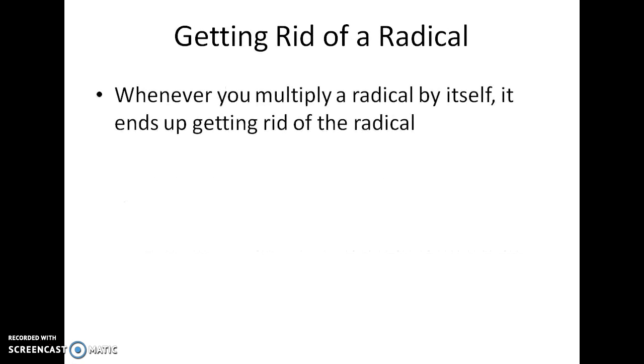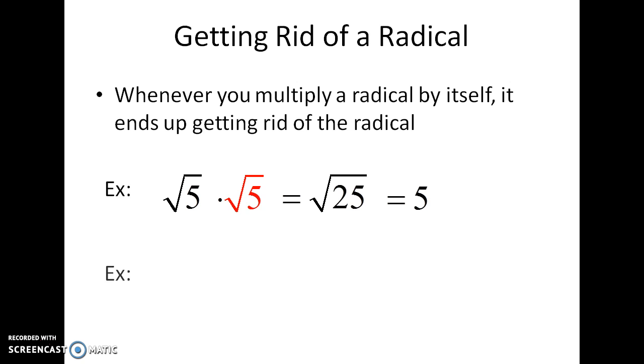In general, how to get rid of a radical is by multiplying the radical by itself. So, for example, root 5 times root 5 is equal to root 25. And we know that root 25 is reducible. 25 is a perfect square. Root 25 is equal to 5. Root 7 times root 7 is root 49. And we know that root 49 is reducible. It's a perfect square. That's equal to 7.